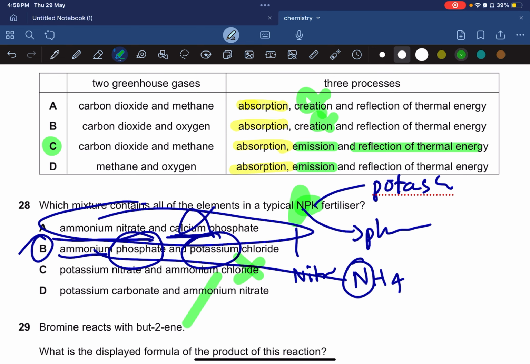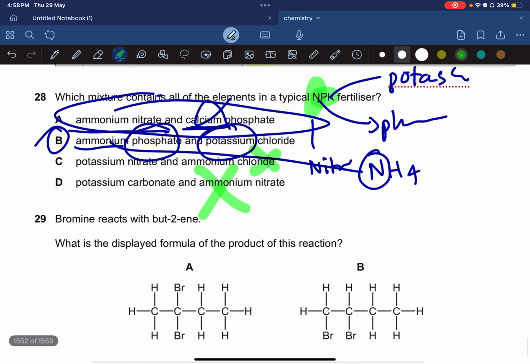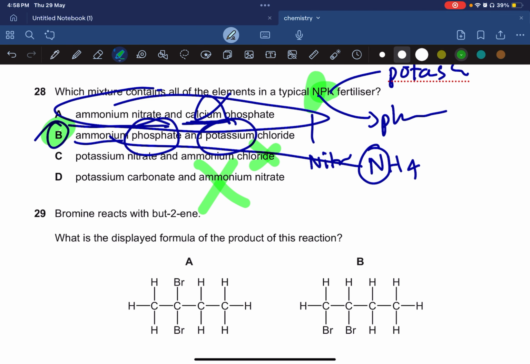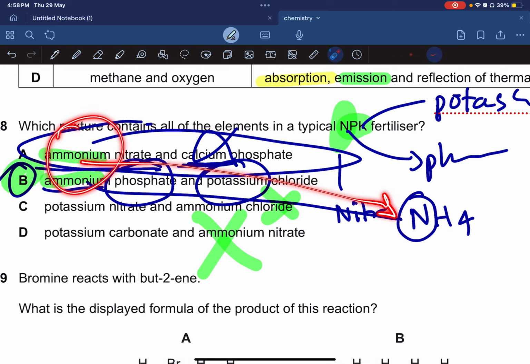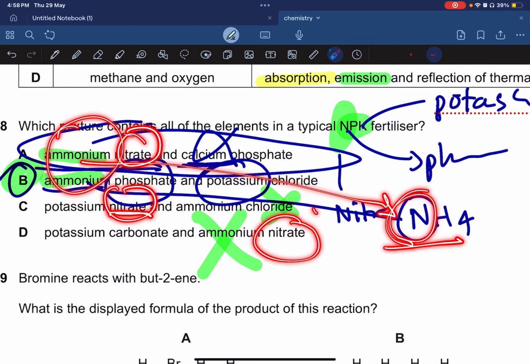Potassium carbonate, ammonium nitrate, no phosphorus. I need all three things, so I'm going to go with option B because it has all three. Many people might be confused with this ammonium. They might think that ammonium has no nitrogen in it, but when you draw the formula, you come to know that it has nitrogen in it. So they might go with option C, thinking it is nitrate, but you got to realize B is the correct one because ammonium also has nitrogen in it.